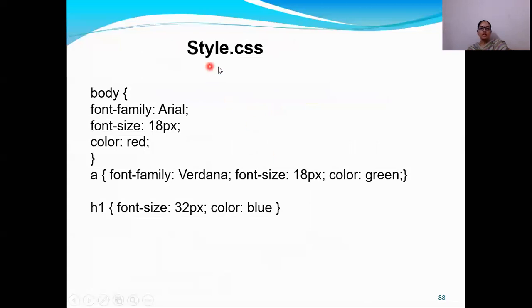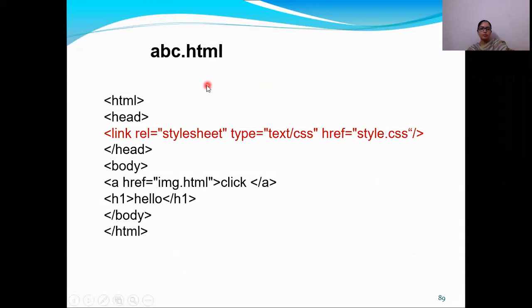Now there's one style.css file written by me, in which I would like the body tag to have these three style properties, the hyperlink tag A must have this style, and similarly H1 must have this style. So these styles are placed inside an external file called style.css. Now the job is that this style.css must be connected to my HTML. So abc.html is the page in which, within the head, I am writing the link tag, connecting with the help of href to style.css, and the normal body content will flow in this manner.